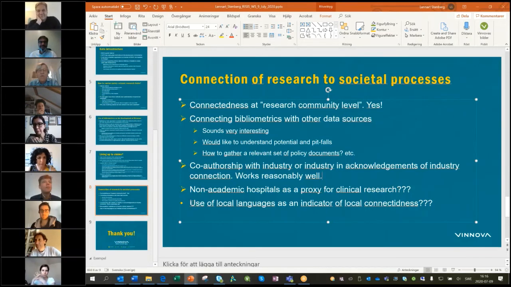And even more so coming from a small country where most things are still published in English when it comes to research. The use of local languages as an indicator of local connectedness does not strike me as an obvious possibility. Maybe in Germany or France it will work, but not in Sweden. I wonder how it is in the Netherlands. Okay, those were my comments.